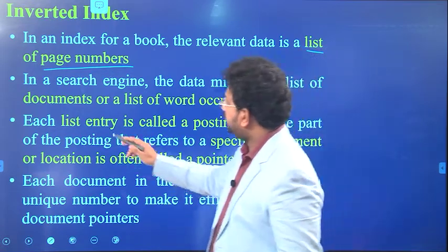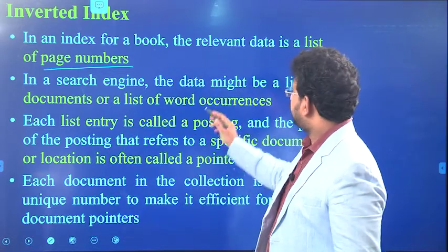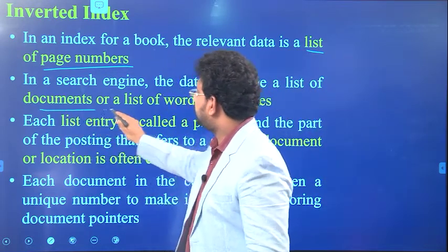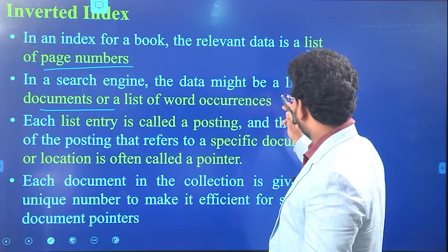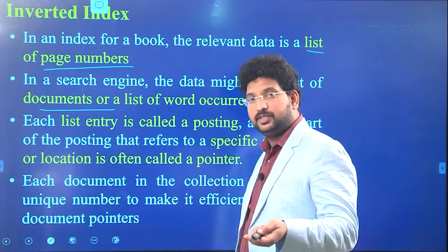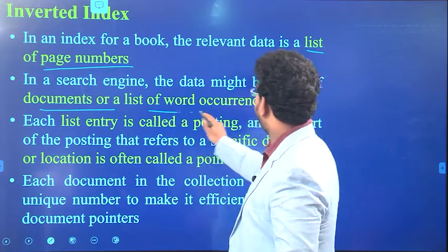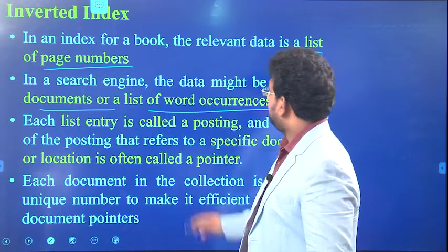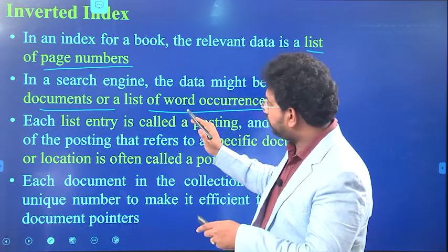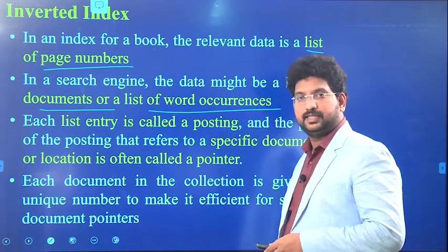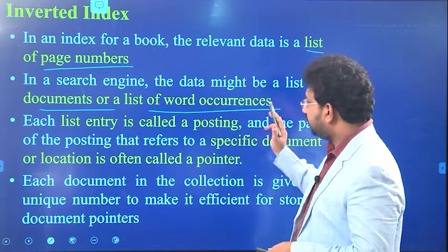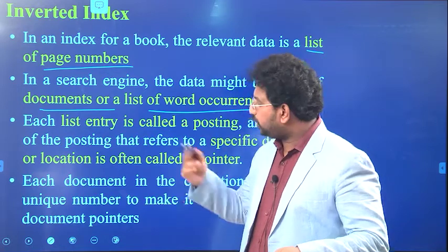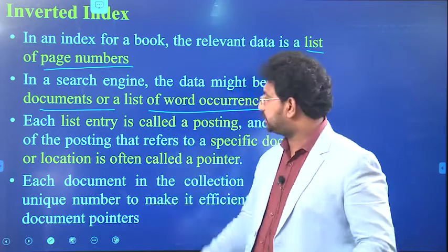If you observe a search engine, the data might be a list of documents or a list of word occurrences. So here try to remember, as part of the search engine, the data might be a list of documents or a list of word occurrences. There are a number of documents, so that may be the documents or a number of word occurrences.